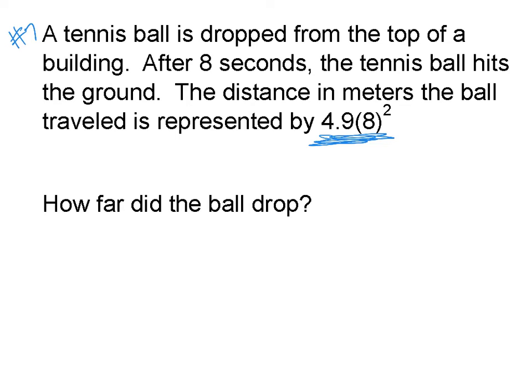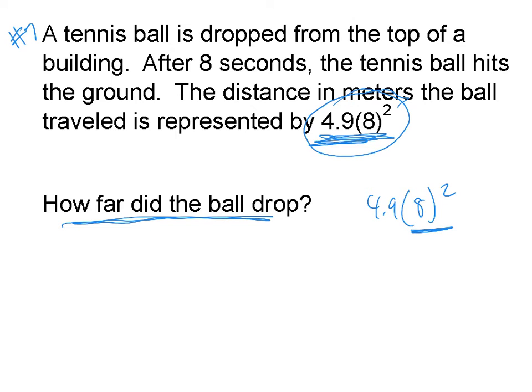It says a tennis ball is dropped from the top of a building. After 8 seconds, the tennis ball hits the ground. The distance in meters the ball traveled is represented by this little math expression here. So in other words, solve that math expression to help you find how far the ball dropped, okay? So 4.9 times 8 squared. So there's no parenthesis math to do, right? So we go right to exponents. We need to do 8 squared first. 8 squared is the same as 8 times 8, which you guys know is 64. So I'm going to replace 8 squared with 64.